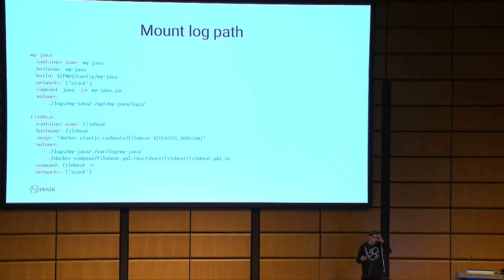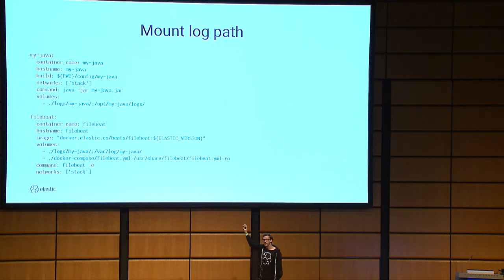The other approach you could use is, for example, if you start your Java application, you could mount out the directory where you're storing the log file. So that is volumes. The last line is basically, I'm storing under /opt my Java logs. I'm storing my log files in my container. I mount that out to the host system under /logs/my-java. And that /logs/my-java, I'm mounting into my Filebeat configuration then, and then you could just collect that like any regular file.